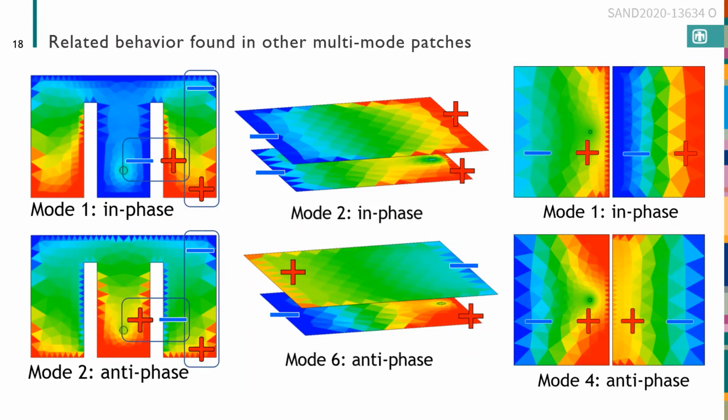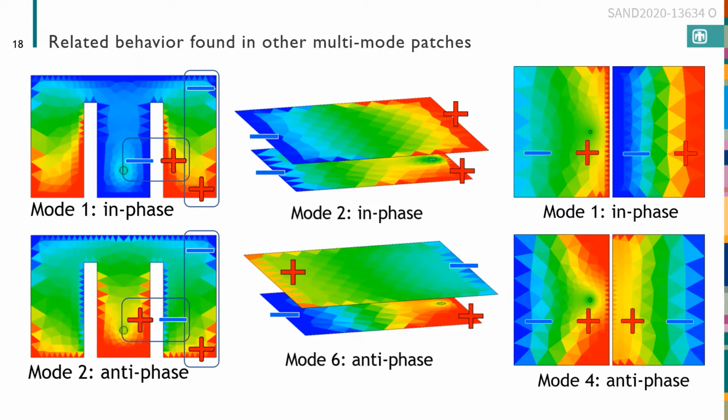Since we did this work on the U-slot patch, we've extended these same ideas to several other multi-mode patch structures, which I'm showing here. And we've got a conference paper on each one of these, so if you email me, I could send those to you. But one of the structures was the E-shaped patch, which is really just a special case of the U-slot patch, where the U has been kind of pushed off the edge of the patch here. But CMA of this structure shows in-phase and anti-phase modes and operates much the same as the U-slot patch.